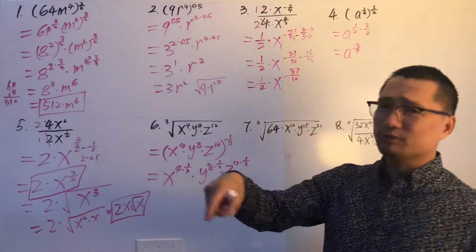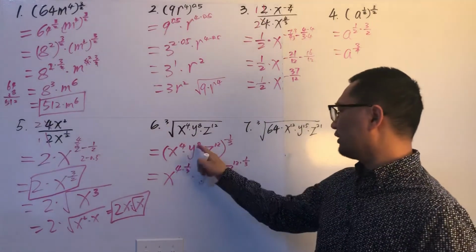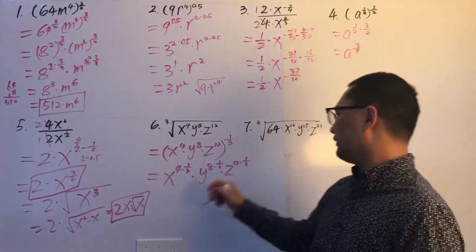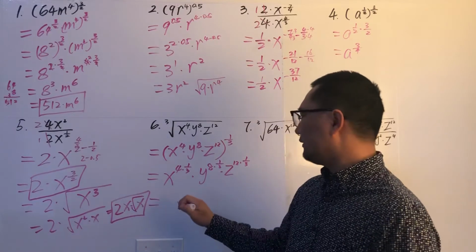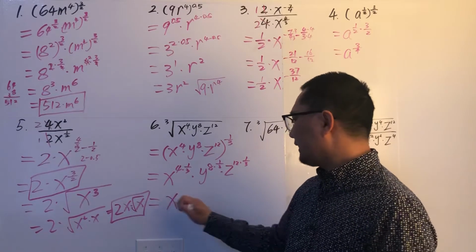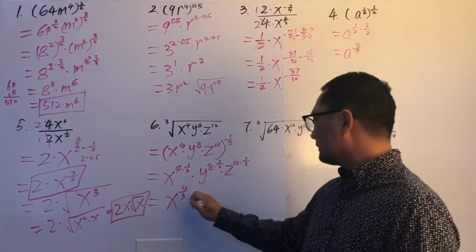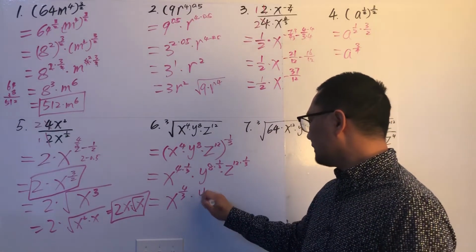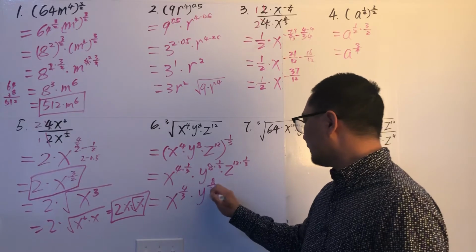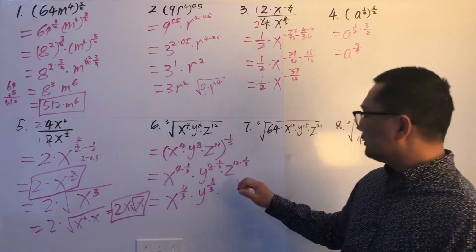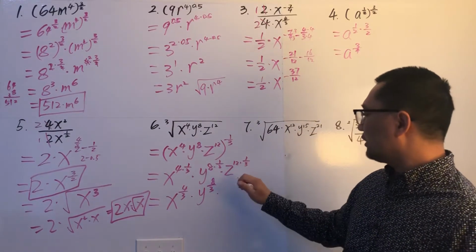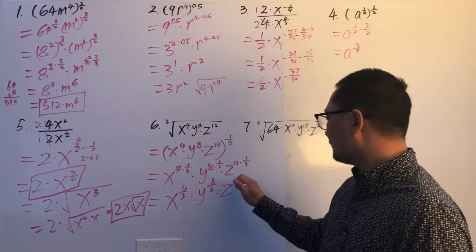That means like a distribution: 4 times 1/3, 8 times 1/3, 12 times 1/3. And then finally you have the answer for x. The exponent is 4 over 3, okay? Times y, that means 8 over 3. And times z, 12 times 1/3 is 4, so z to the 4, okay?